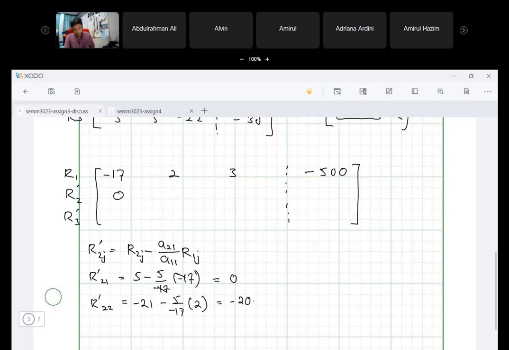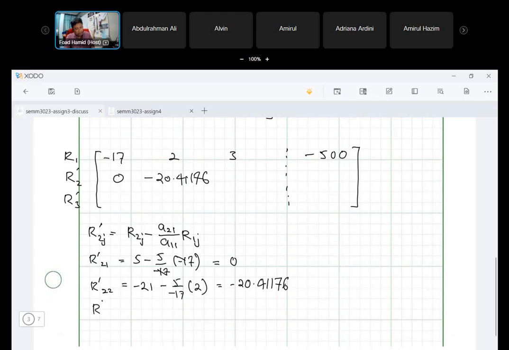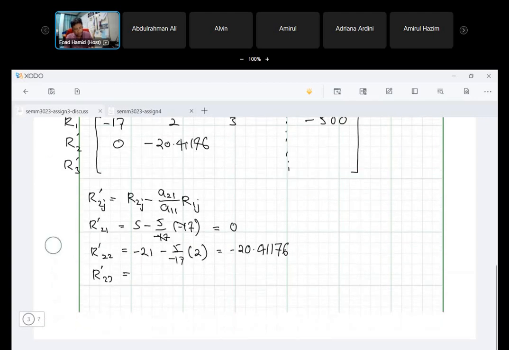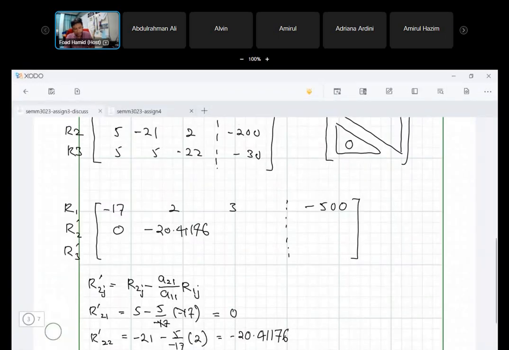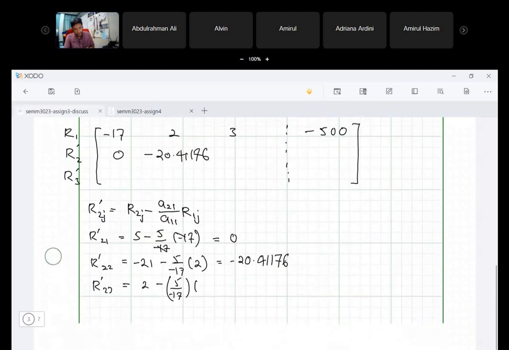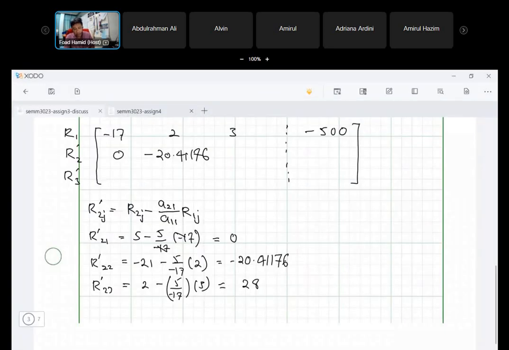Minus 20.4117.6, yeah? So this is minus 20.4117.6. And if you do for R3, again, you get the same thing, which is R prime 2 3 equal to, in this case, 2 minus 5 over 17 times 3, and this should equal 2.88235.